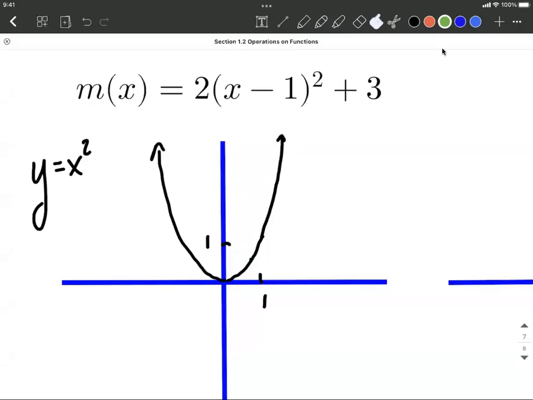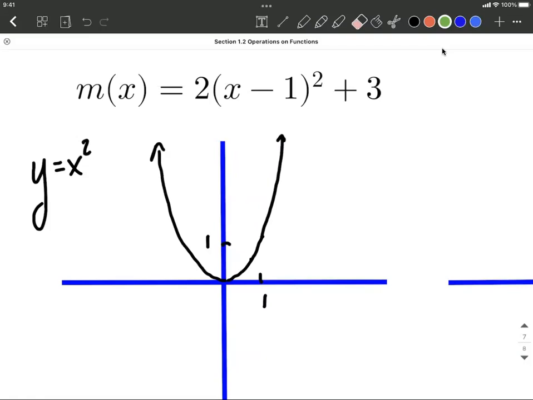Our goal here is to graph m of x, which is 2 times the quantity x minus 1 squared plus 3. To do so, we're not going to make a t-chart and plug in a bunch of x values to get y values coming out. Instead, what we're going to do is start with a pretty basic graph, the x squared graph that I've tried to draw up here already, and then move it around utilizing transformations.